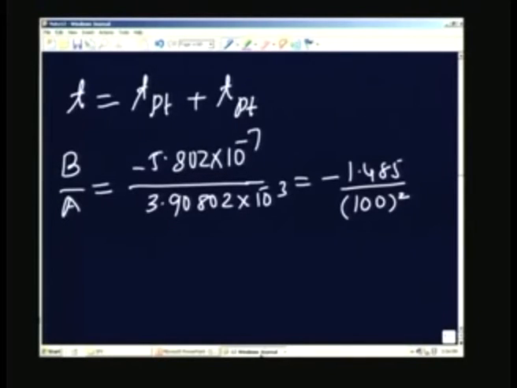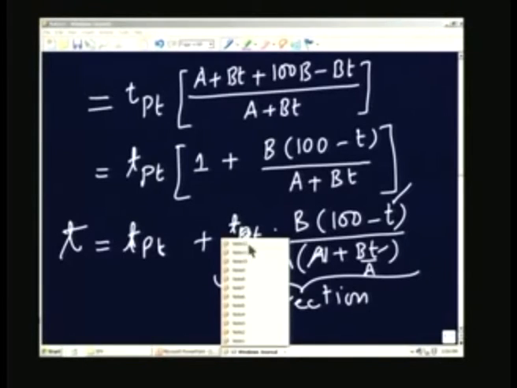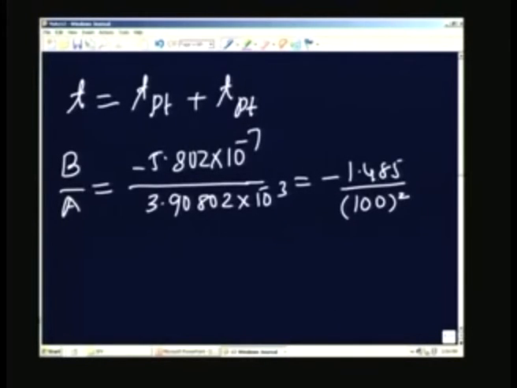And why do I do that? Let me go back to the previous one. You see that if I take this A outside, this becomes B by A here and A will come out, this B by A is what I get here, and this B by A is going to be this number for the resistance thermometer, 1.485 divided by 100 squared. This I am going to write as delta. The symbol given for that 1.485 is delta.